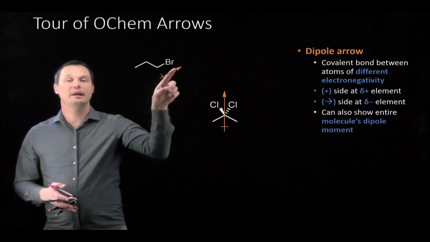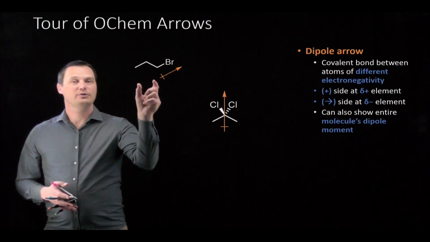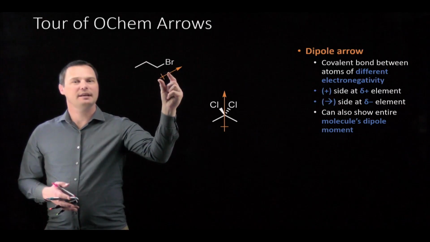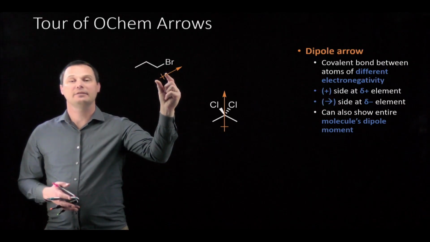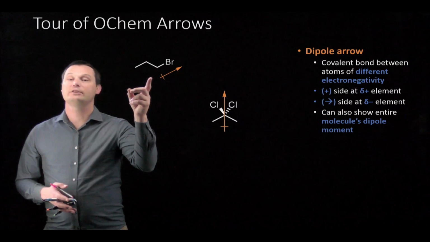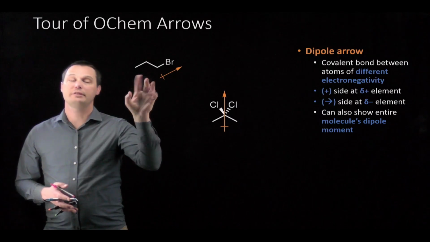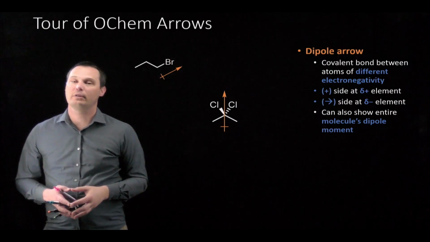The dipole arrow is an arrow with a cross through the stem, and that cross through the stem is meant to illustrate a plus sign. This is a positively charged side of this arrow. It's indicating that this carbon is electron deficient with a partial positive charge, and that most of the electron density is around the more electronegative bromine atom.